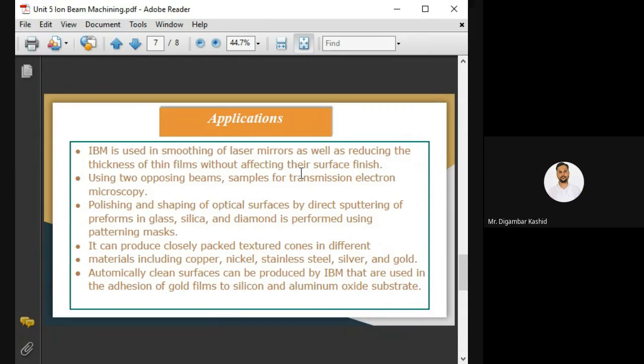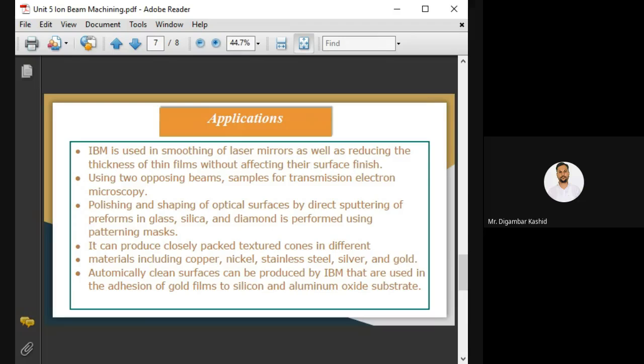Now, talking about the applications of this IBM process. This ion beam process is used in smoothing of laser mirrors as well as reducing the thickness of thin films without affecting their surface finish. Again, using two opposing beams, I repeat, a thin circular region on a rotating sample can be produced, giving samples for the transmission electron microscope.